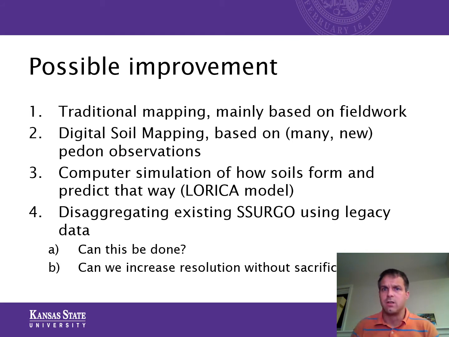How to do that, though? One way would be traditional mapping, going out to the areas that we didn't give that much detail in before. Of course, that's constrained by manpower, or person power, and time. The ascendant technique, I would say, is digital soil mapping. It's something that my lab does as well. We're really excited about that.